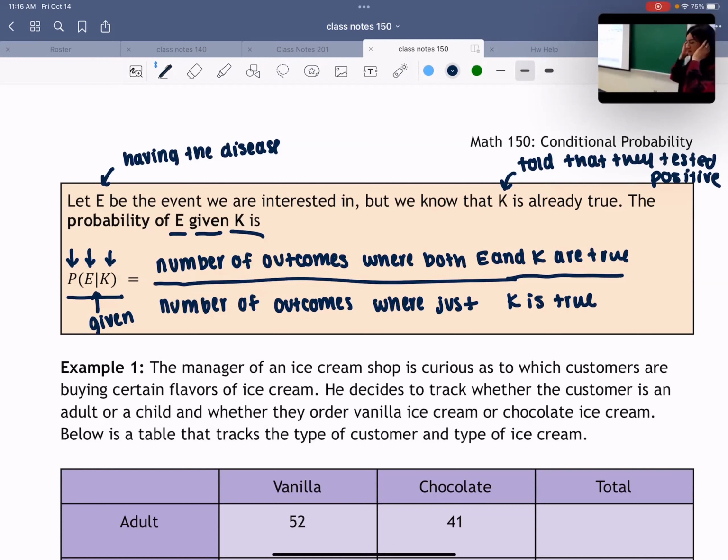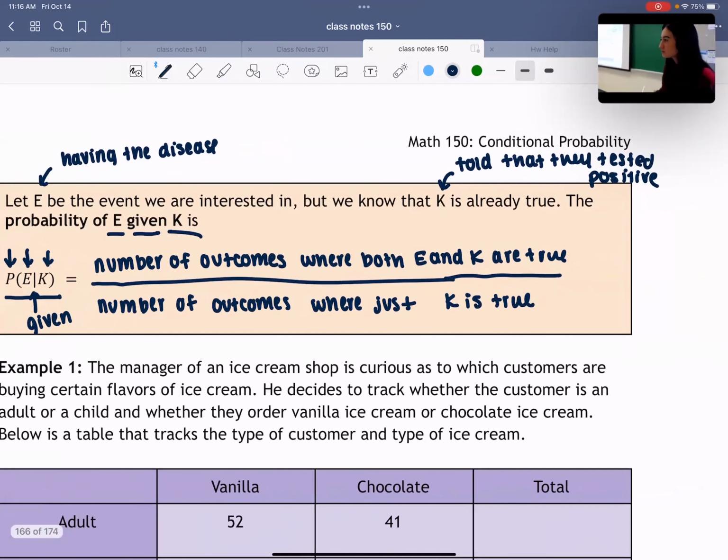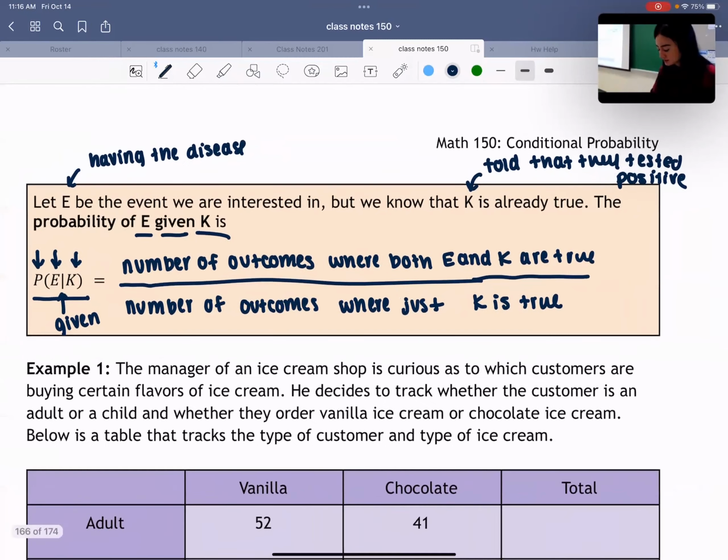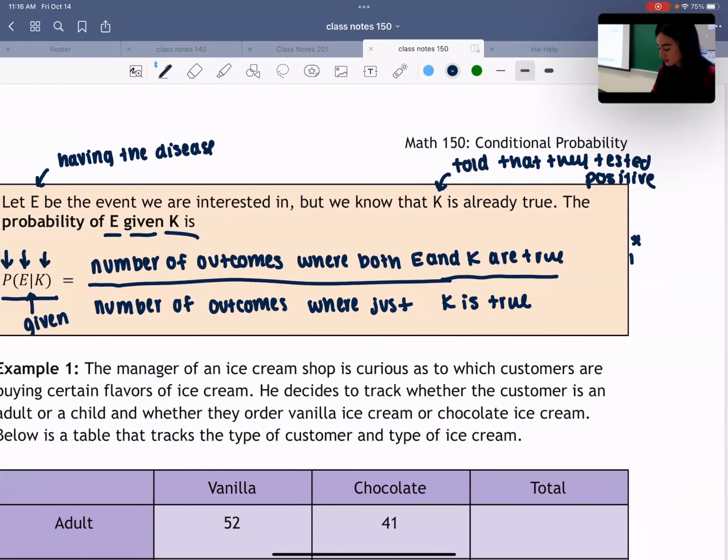And that kind of made sense with the hospital example. We counted the amount of people that both had the disease and were told they had the disease, and we put it underneath the number of people that were told they had the disease. Okay, now I know this looks really abstract. I do want you to either memorize this formula or know how to find conditional probabilities, and it might make more sense in the example, but I'll write memorize if necessary.